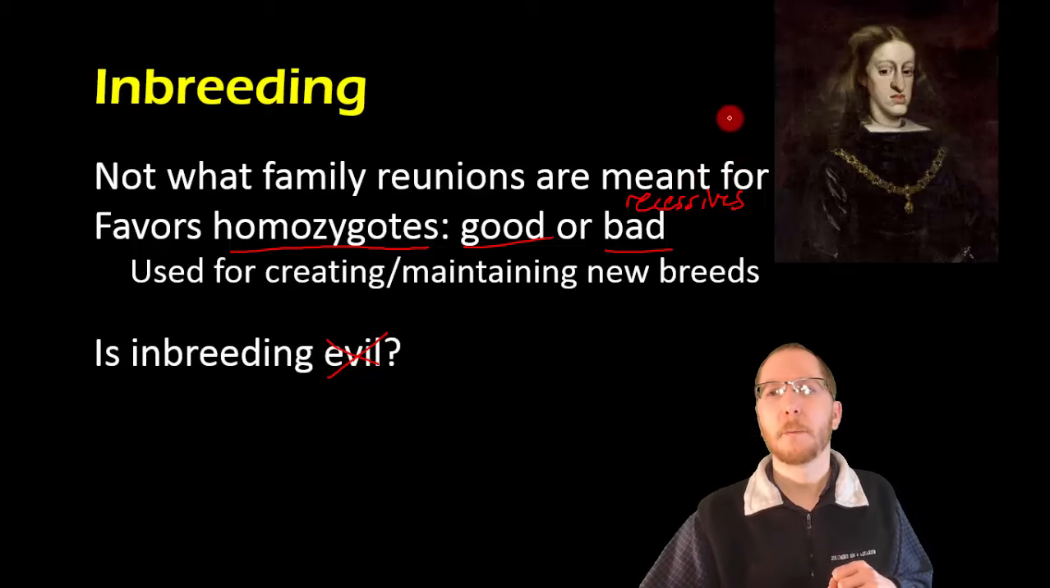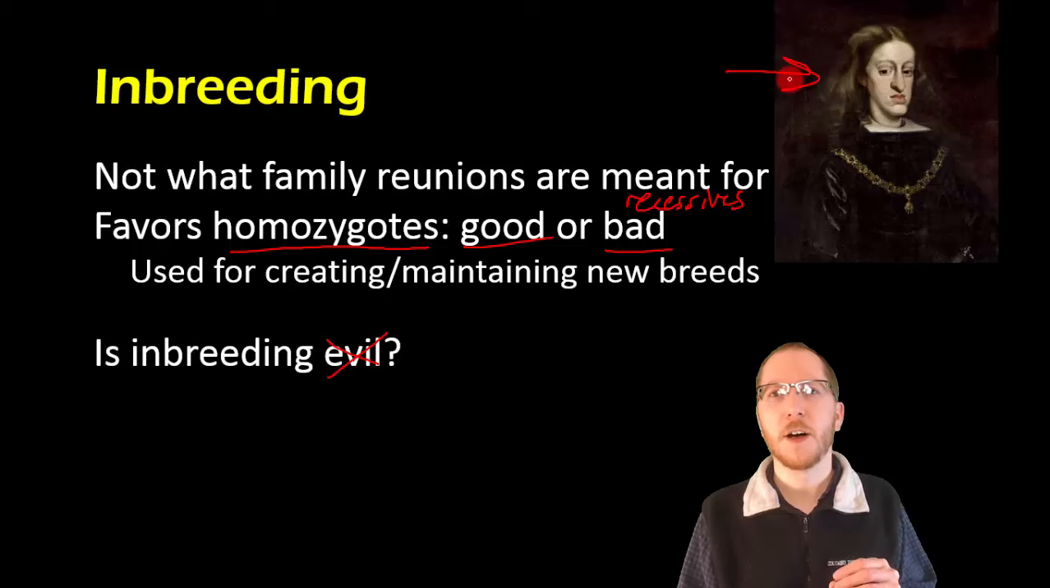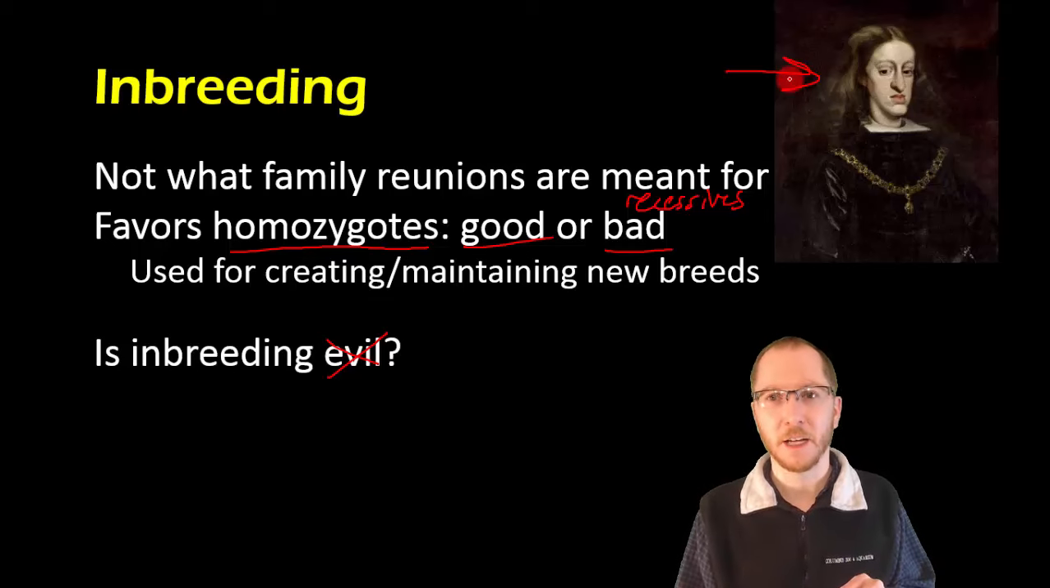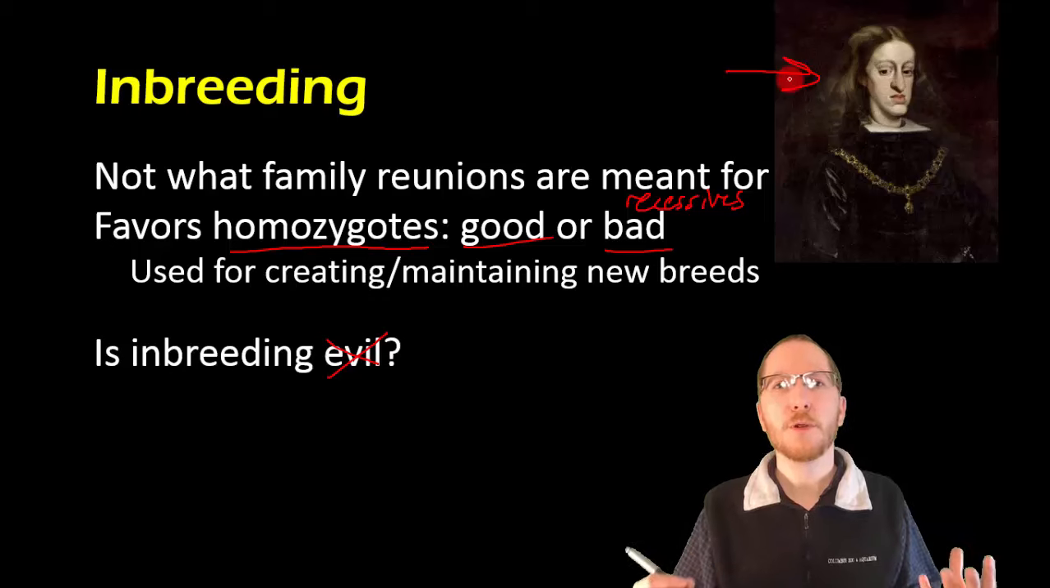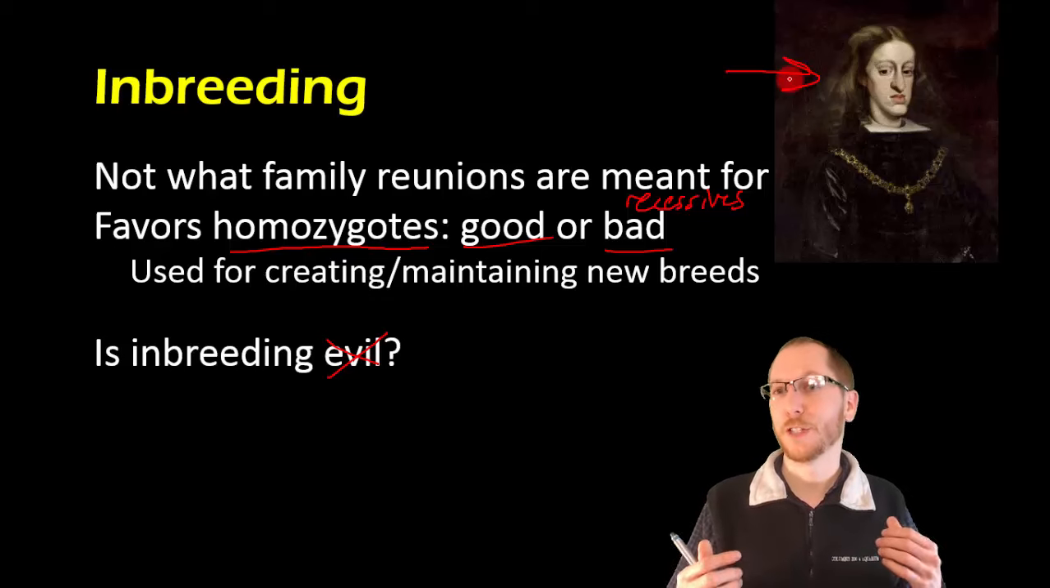If you wonder why there's a picture here, this is Charles II. Ultimately, his dad married his niece. So technically, his mom was also his cousin. You can tell by the way he looks, probably not the best guy. He did have some physical and mental issues, which were likely the result of his inbreeding. So once again, if you're going to do inbreeding, you do have to make sure you're careful about it, or else bad things can happen, like Charles II.